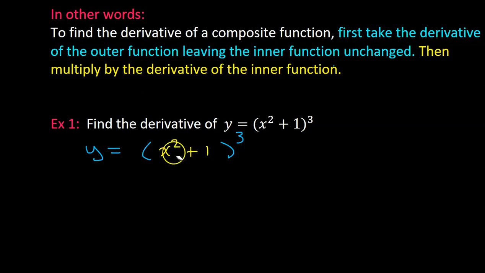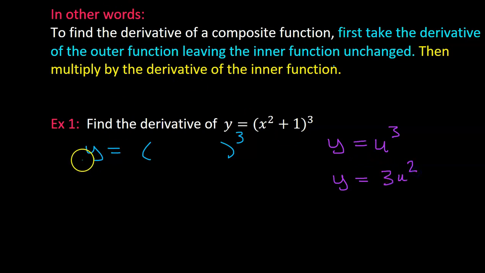Now, focus on the outer function by itself for a minute. According to the chain rule, first we take the derivative of the outer function. Now, imagine that this function was y equals u to the third power. How would we take the derivative of this? We would use the power rule, right? So we would take the 3 and put it in the front, and we'd have 3u, and we'd reduce the power by 1, so we'd have 3u squared.